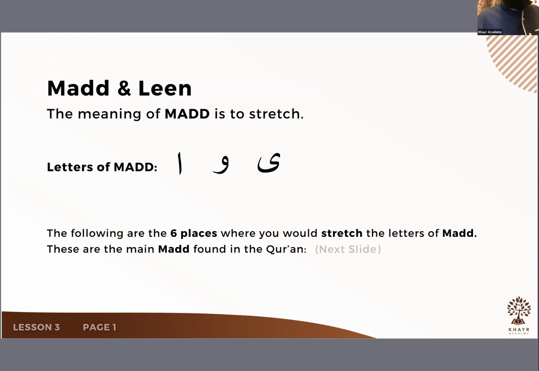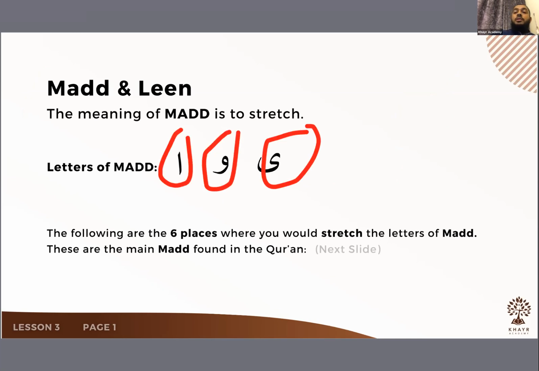There are 3 letters of mud. These are the only 3 letters where we will do mud. The first one is alif, the second one is waw, the third one is ya. But they have a condition. They have to have a sakin, and the letter before has to have a specific haraka. Okay.